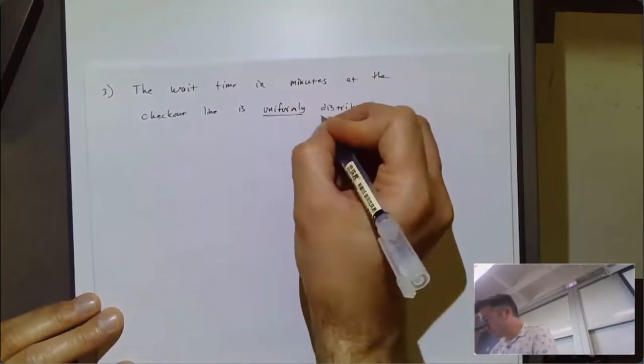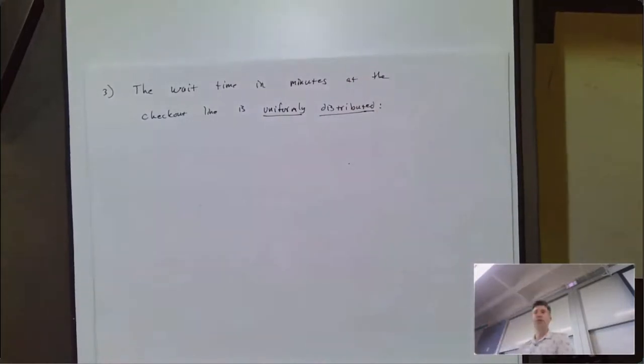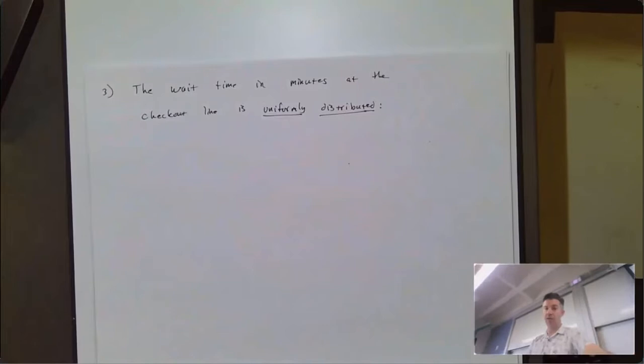These words I feel like always throw people off. People hear uniformly distributed and they think bell-shaped curve often, which is not correct. If someone's talking bell-shaped curve, there's a different word to use. We say it's normally distributed. So normally distributed means bell-shaped, also known as a Gaussian curve, whereas uniformly means completely horizontal.